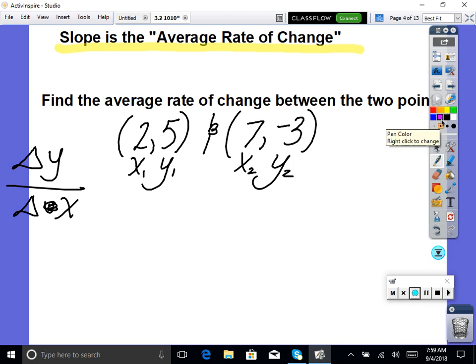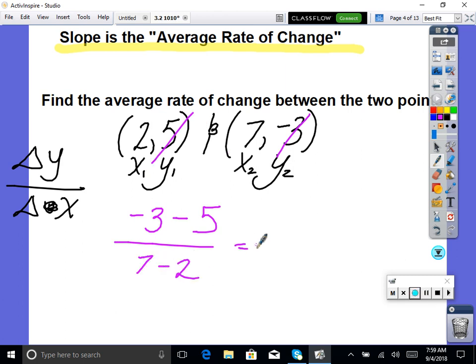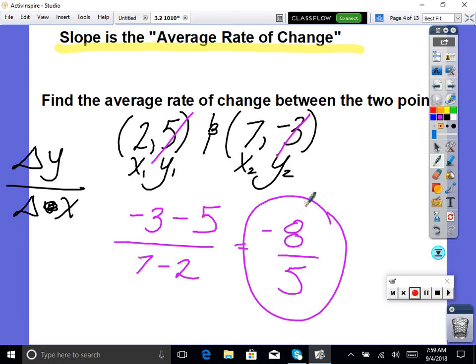y2 minus y1. So negative 3 minus 5 over x2, which is 7, minus 2. So don't we get a negative 8 on top? And on bottom we would get 5. The average rate of change is just the slope. That's what slope is, the change in y over the change in x. Average is division, so it's all good here.